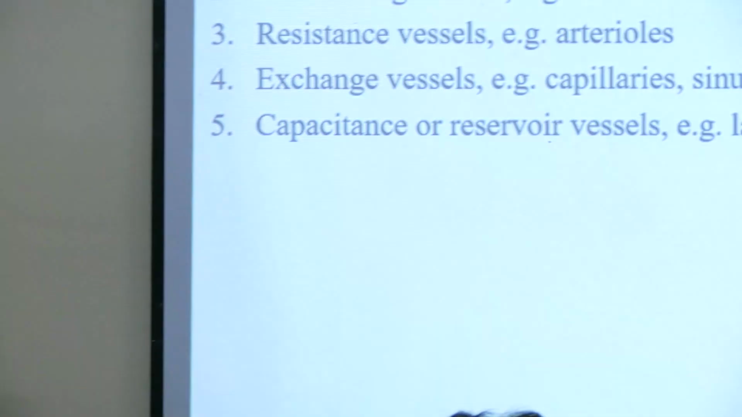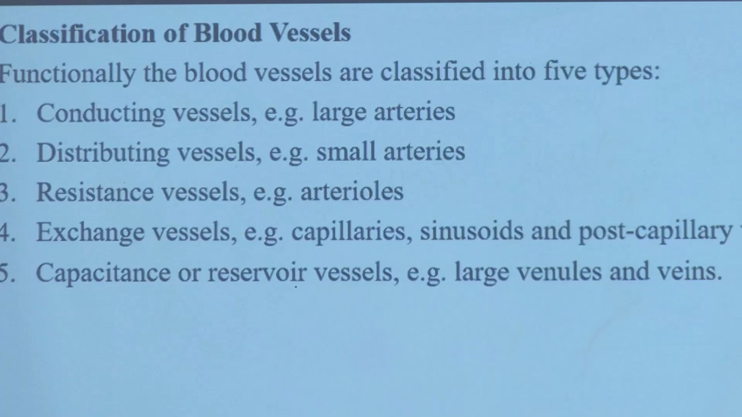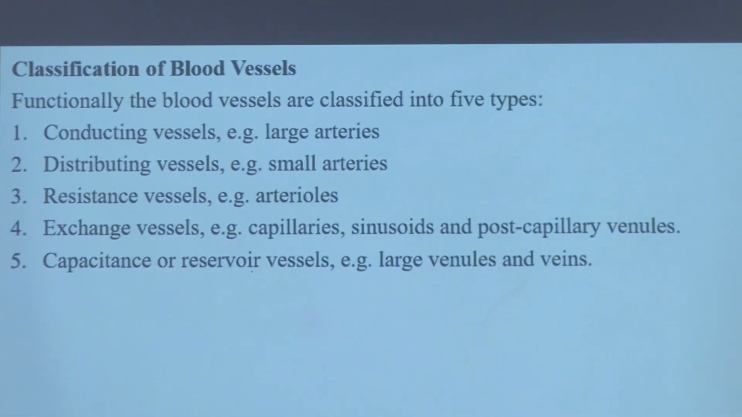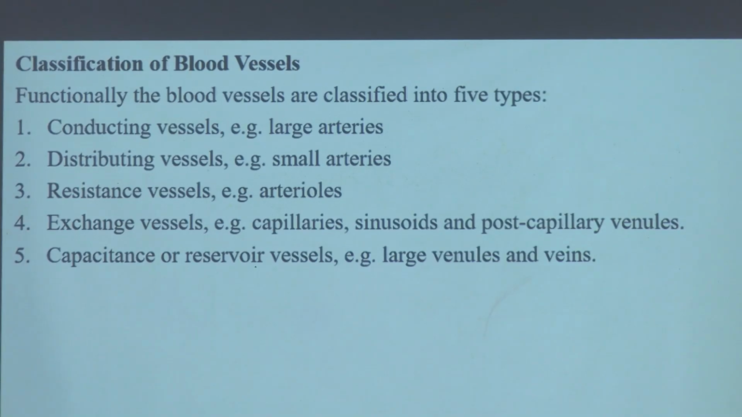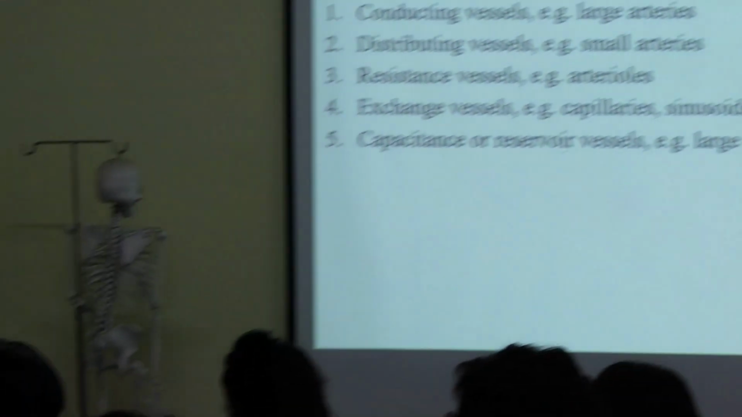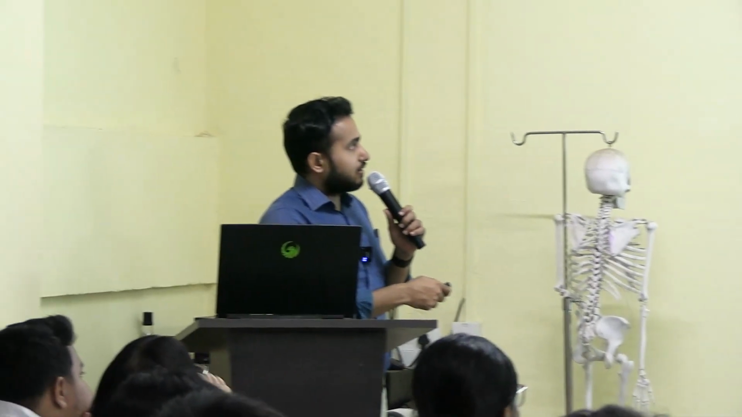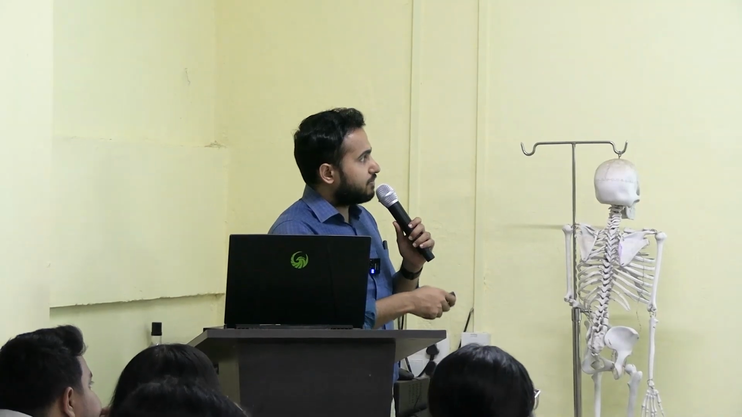Next, the classification of blood vessels. In the beginning, have you seen, I mentioned the names of so many blood vessels. Now we have to classify the blood vessels. Functionally, the blood vessels are classified into 5 categories.